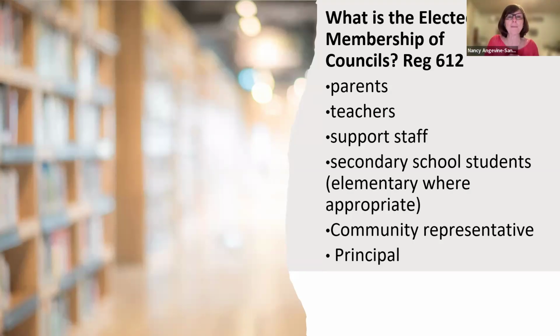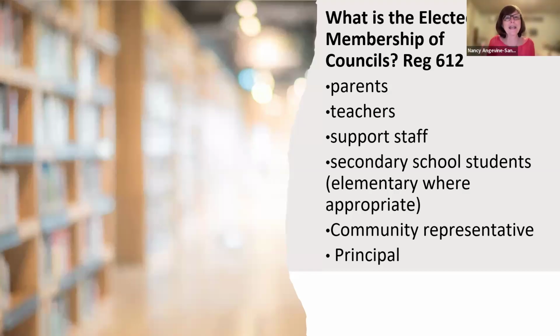A support staff rep, that could be an EA, office manager, one of your janitors, whoever's working in the school that is not a teacher. Again, you could have 2 people sharing the job, but it's just 1 vote. In secondary schools, they're required to have a student representative on their school council. In elementary schools, you are not required to have a student rep, but you could, and that person would be chosen by the principal.